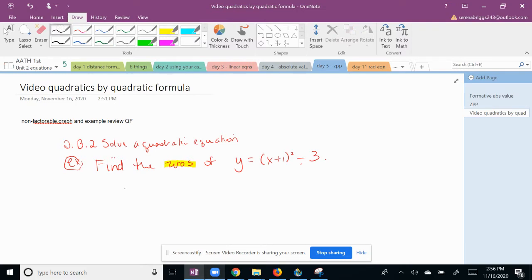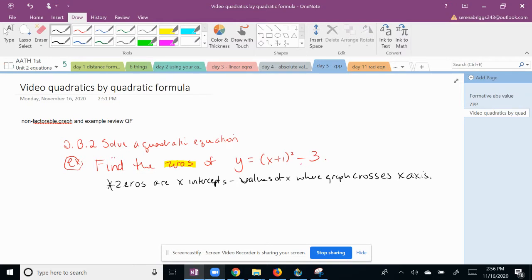Now recall what zeros mean. Zeros for our class are x-intercepts, the values of x where the graph crosses the x-axis. So pause your video right now and try to find those values of x.